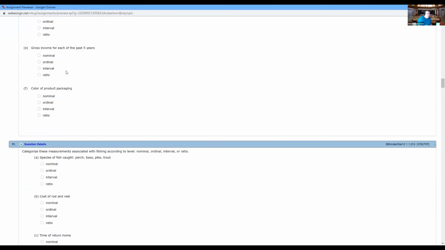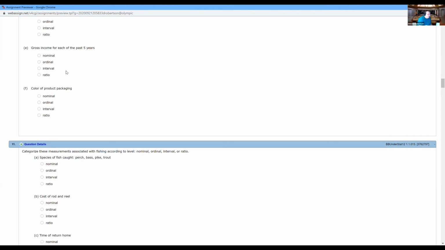What about gross income? How much money you make in a year? Would that be ratio or interval? Interval. Suppose I turned what I made into pennies. Instead of telling you in dollars, I told you how many pennies. Wouldn't it still be twice as much money? If I converted it into pounds, it would still be twice as much money, right?